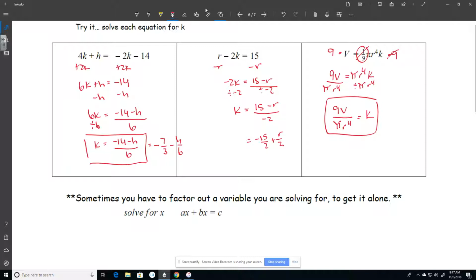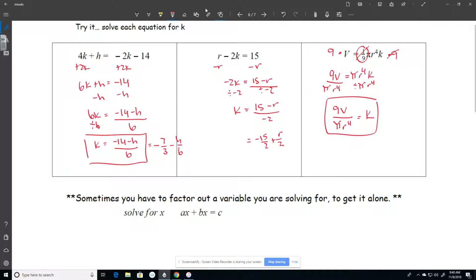So you're treating everything else like it's a number, and just moving it to the other side. Okay. Every once in a while, you're going to have to factor out a variable that you're solving for to get it alone. Just in this example, this isn't probably going to be on your test, but it is going to be on the homework. And it's one of those questions that shows up on the ACT a lot.